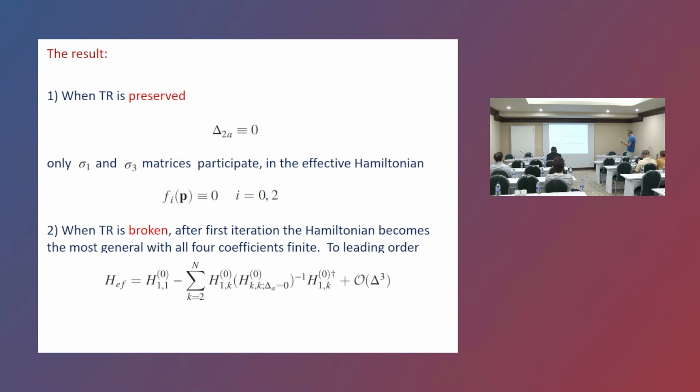If time reversal is broken, then of course first iteration actually introduces all the coefficients, and then you ultimately get the effective Hamiltonian, which is 2 by 2 with all the coefficients finite. If delta is small, then you end up with this picture that I just showed you of the shift basically producing the surface.